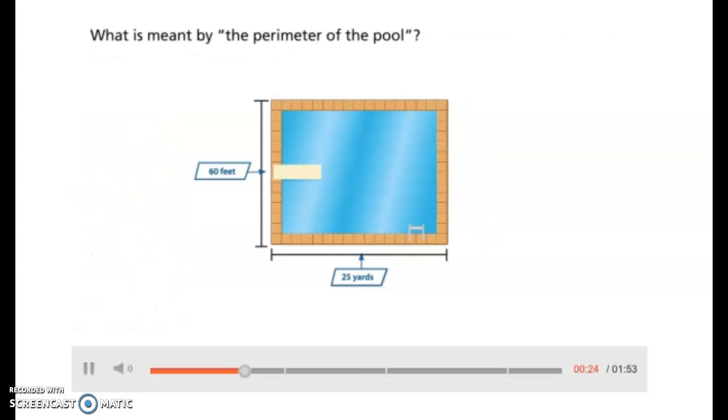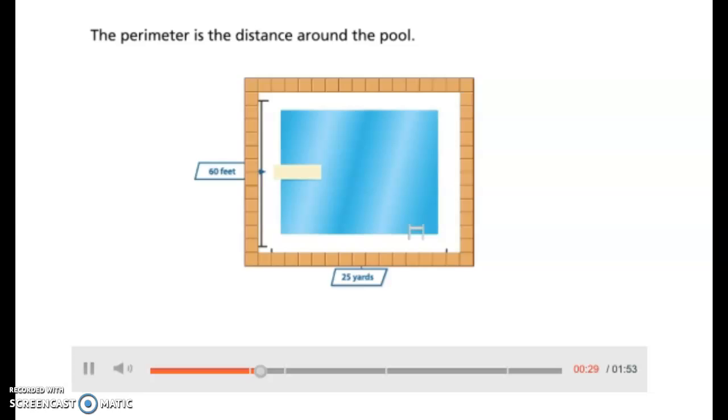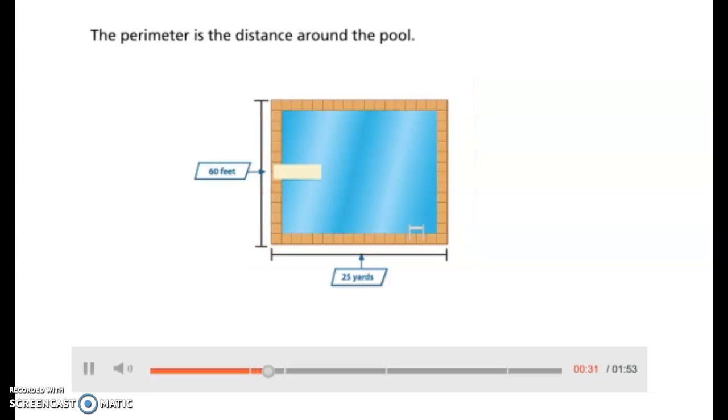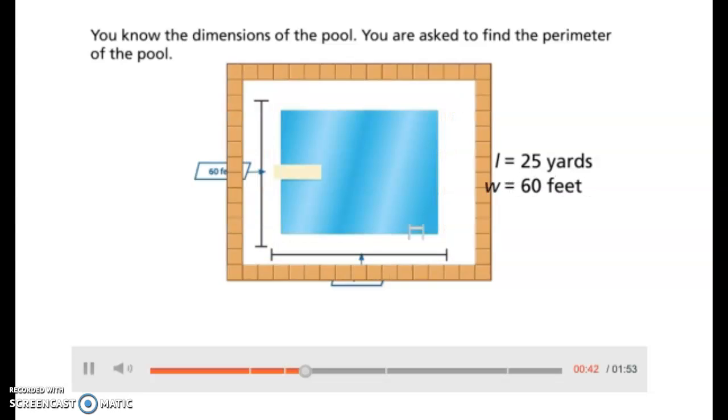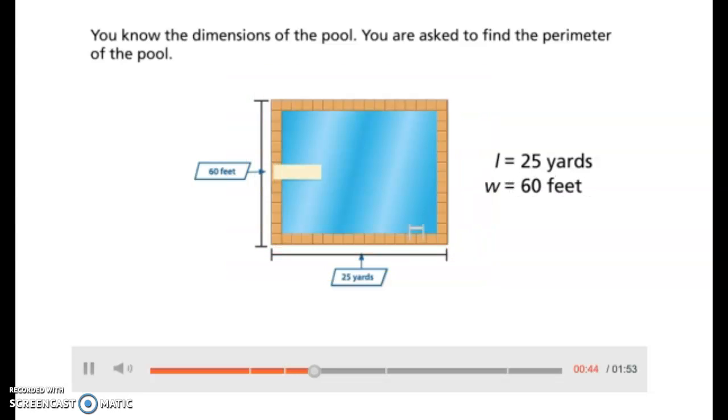What is meant by the perimeter of the pool? The perimeter is the distance around the pool. What do you know? What are you asked to find? You know the dimensions of the pool. You are asked to find the perimeter of the pool.